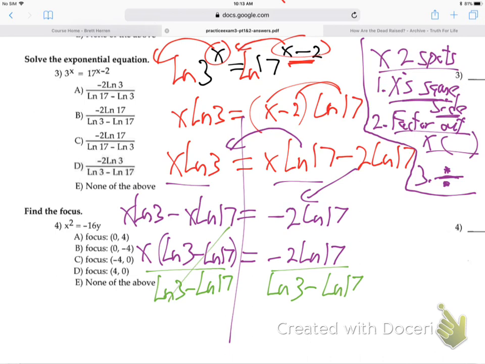Boom, there we go. Hopefully that answer's there. Is it B? Minus 2 ln 17 over ln 3. Yeah, B. And it's B on number 3. Yep. Good there?